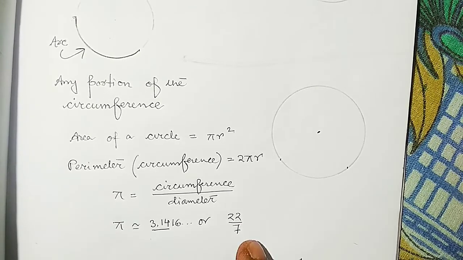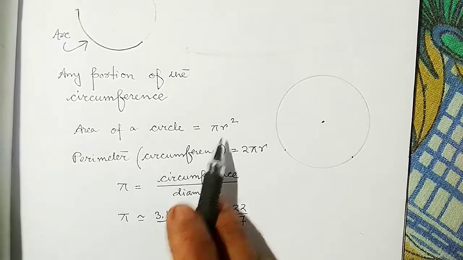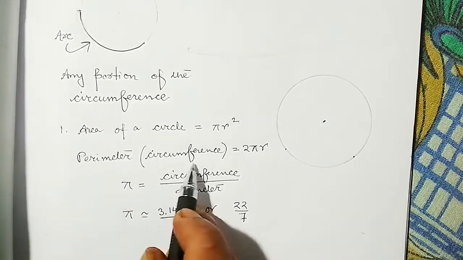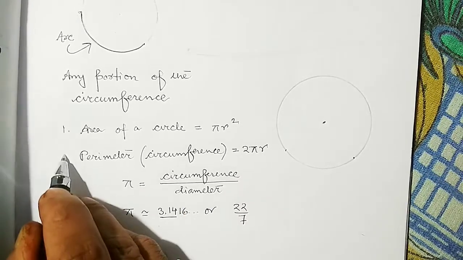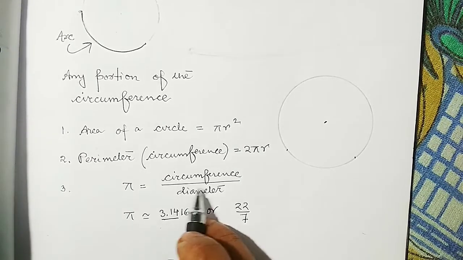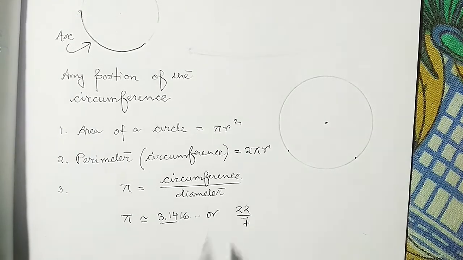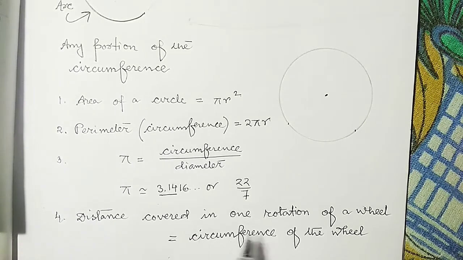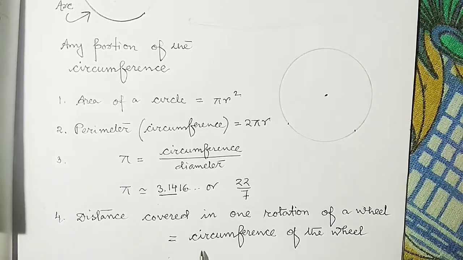Both are approximate values. So we got the area of a circle is pi r square. This is formula number 1. Formula number 2 is the perimeter or circumference of a circle, which is 2 pi r. And what is pi? Pi is the circumference of a circle divided by the diameter. Whenever any wheel rotates, the distance covered by the wheel in one rotation can be calculated by calculating its circumference. So the fourth formula is: distance covered in one rotation of a wheel is the circumference of the wheel. I hope these formulas are clear.